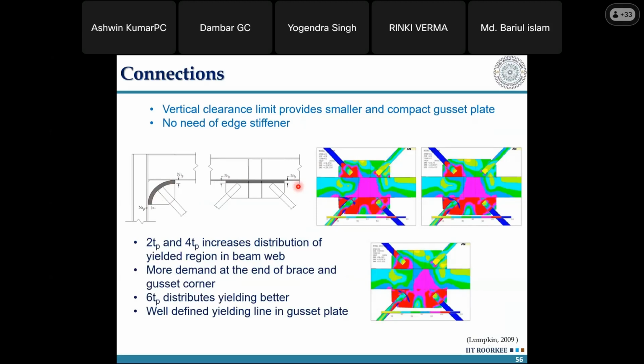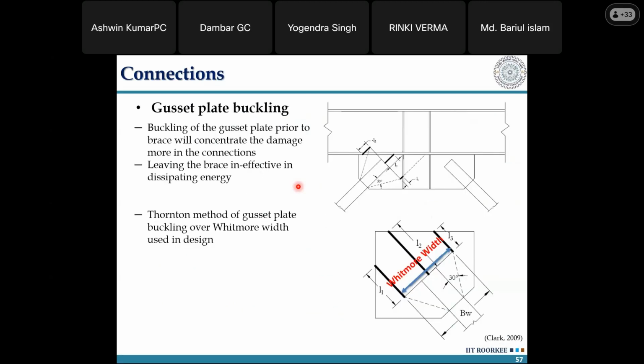So when you go into design, yes, the Indian code IS 18168 doesn't give any detailing practice as such, but you can go to the American code, AISC 360, 341. There, this particular detailing procedure has been given, and without fear, you can use it to design your structure. As I said, Lehman and Roeder give the design of the gusset plate. There is a thesis, Clark 2009, which gives the design of the gusset plate for buckling also.